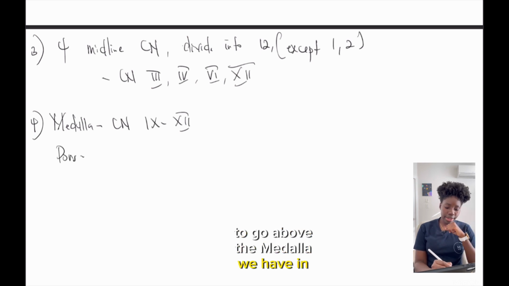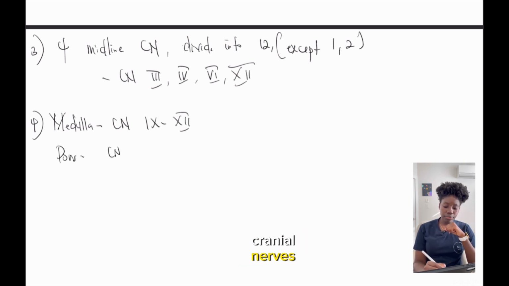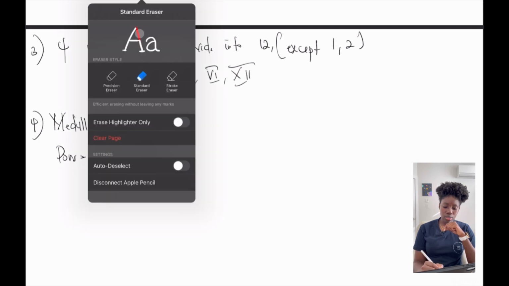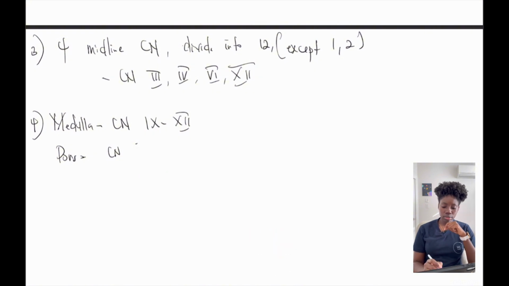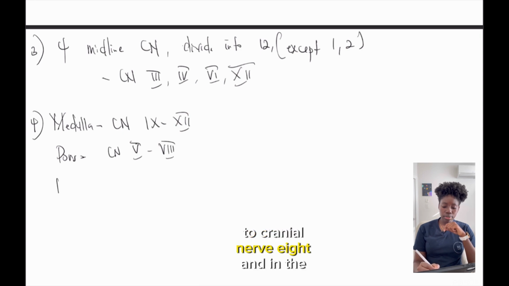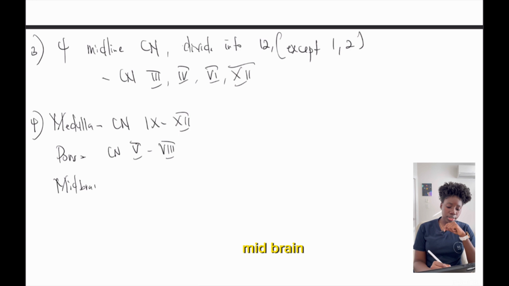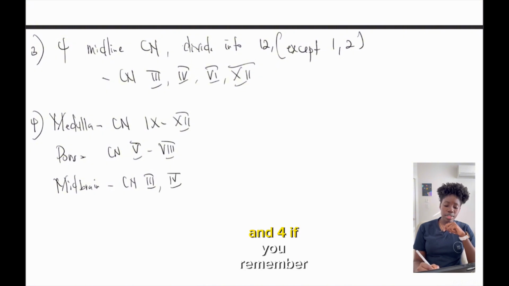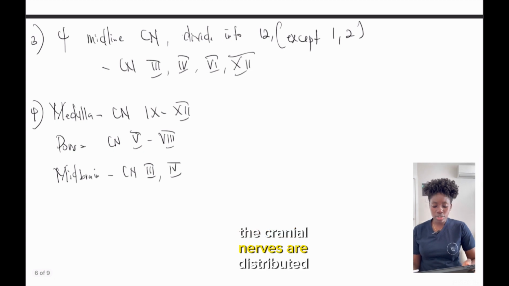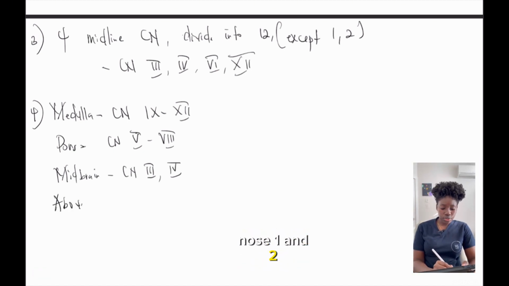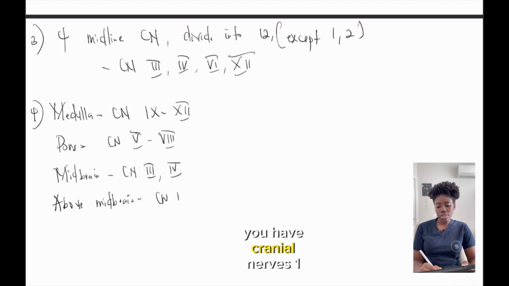To go above the medulla, we have in the pons, actually cranial nerve 5 to cranial nerve 8. And in the midbrain, we actually have cranial nerves 3 and 4. If you remember the way the cranial nerves are distributed, you know that above the midbrain, you have cranial nerves 1 and 2.